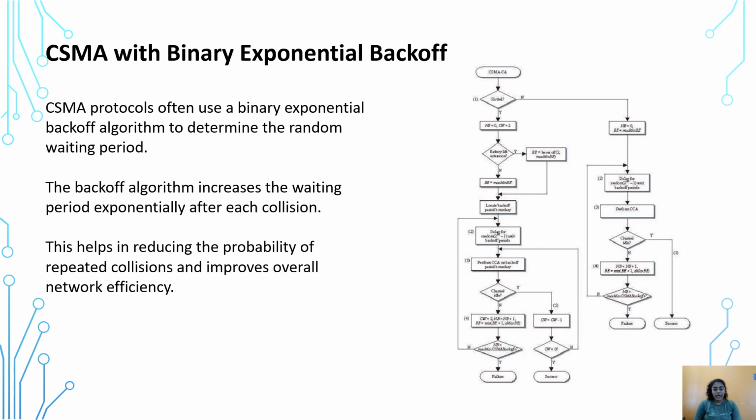CSMA with binary exponential backoff. CSMA protocols often use a binary exponential backoff algorithm to determine a random waiting period. The backoff algorithm increases the waiting period exponentially after each collision. This helps in reducing the probability of repeated collisions and improves overall network efficiency.